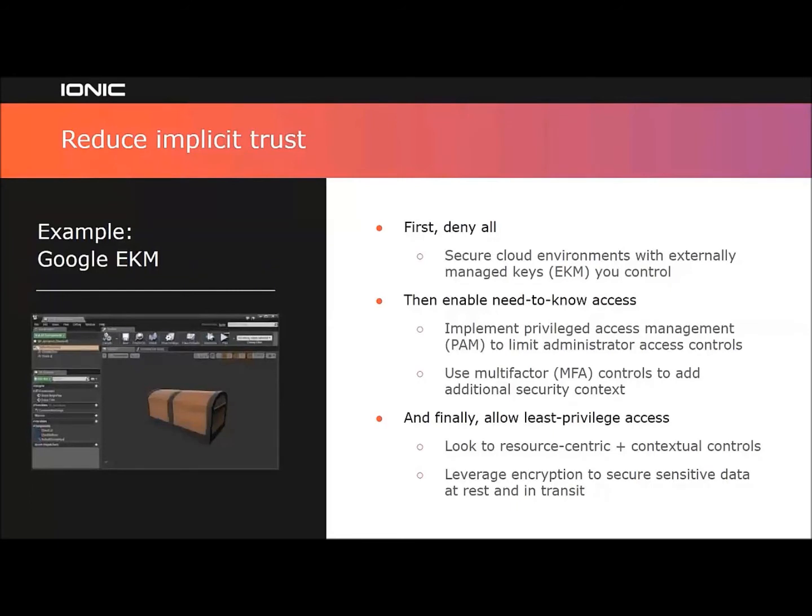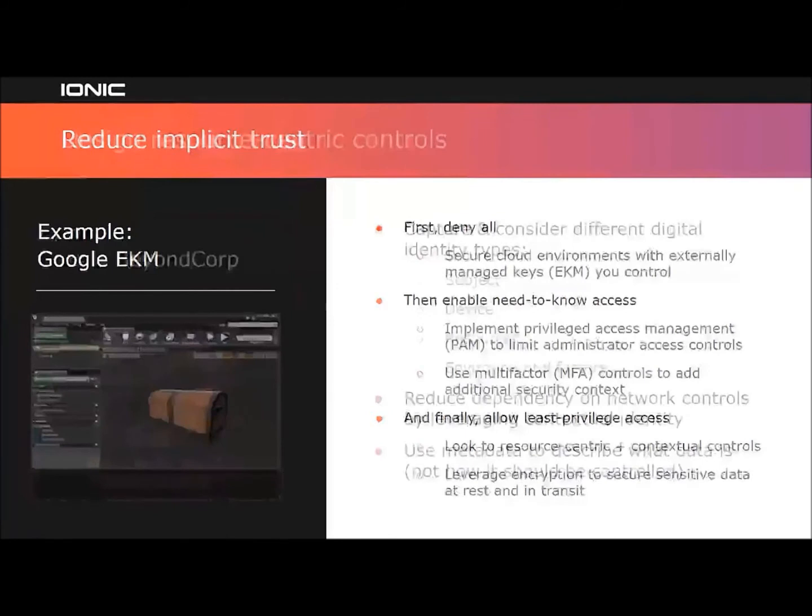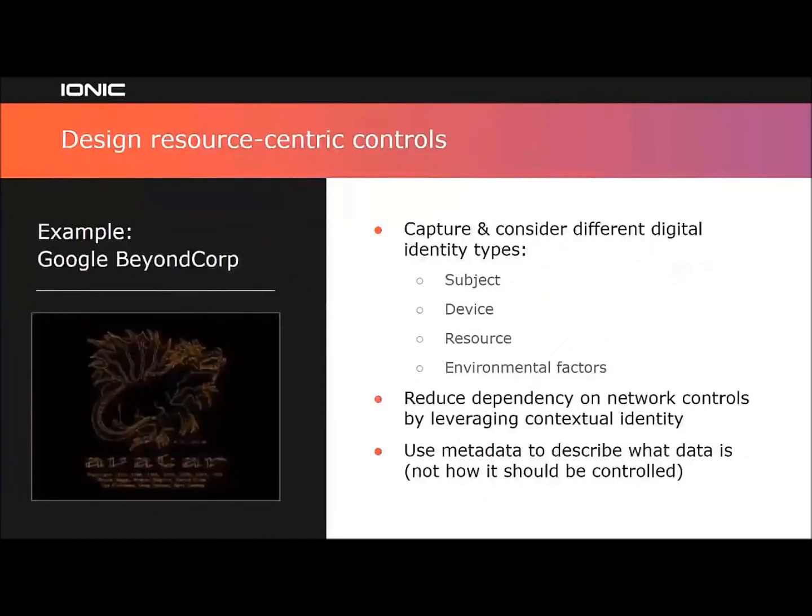EKM is a model that allows you to store and manage encryption keys completely outside of GCP, and that reduces the implicit trust associated with using cloud services in the first place. So if you're familiar with GDPR or the Schrems 2 case, the invalidation of Privacy Shield that happened just this summer, then you know that there are clear privacy wins to having a third party in the risk model with this approach too.